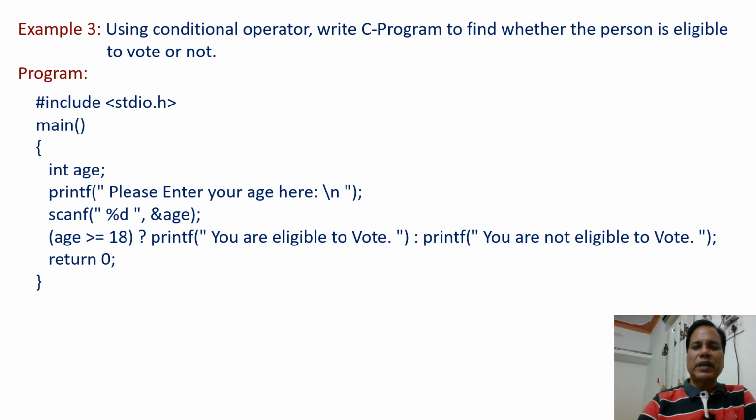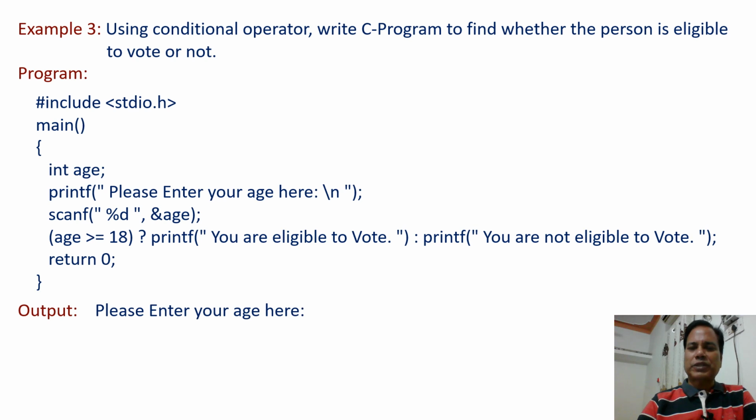Now the next statement is the conditional statement. Here the condition is that if age is greater than or equal to 18. Again here we are using the shorthand operator. If age is greater than or equal to 18, if it is true, then we execute the statement printf, you are eligible to vote. So this message is printed. If this condition is false, then the second printf statement is executed, you are not eligible to vote. This gets printed on the output screen.